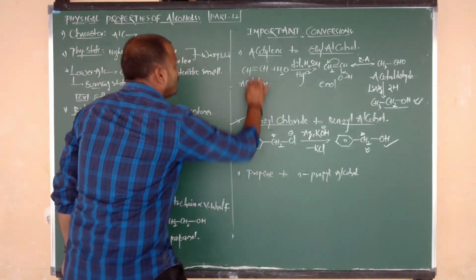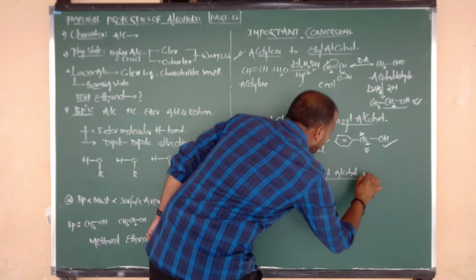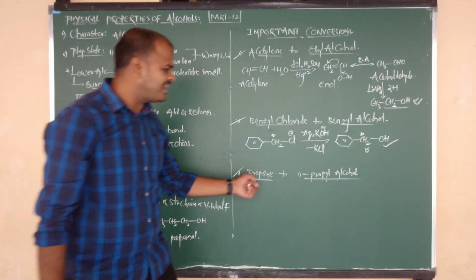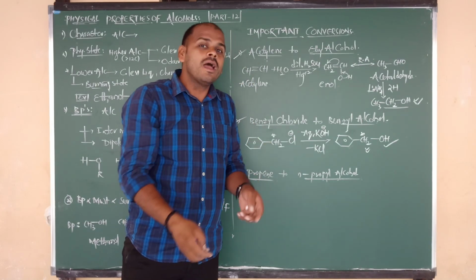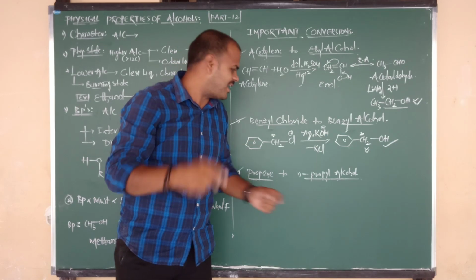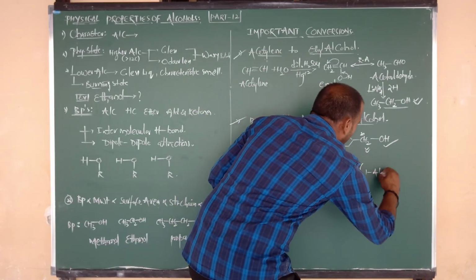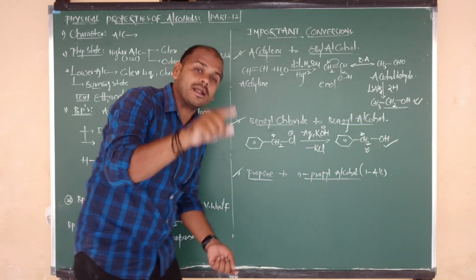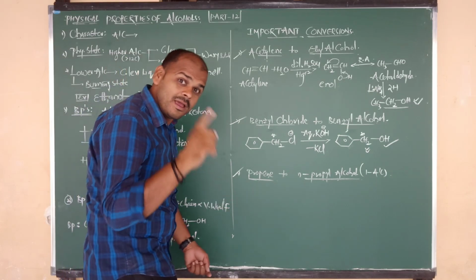Right. Let us go for the third conversion. How is propene converted into N-propyl alcohol? Alkene to alcohol, simply we have to do hydration. But if we follow simple hydration, we will get a 2° alcohol. Here N-propyl alcohol means it is a 1° alcohol, which means the OH group should attack the first carbon only.